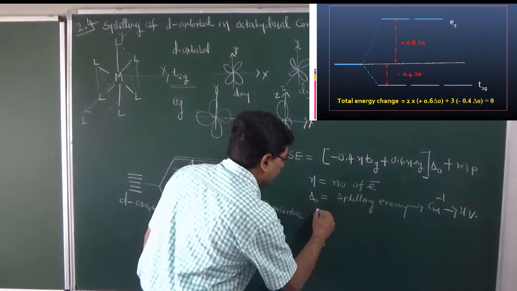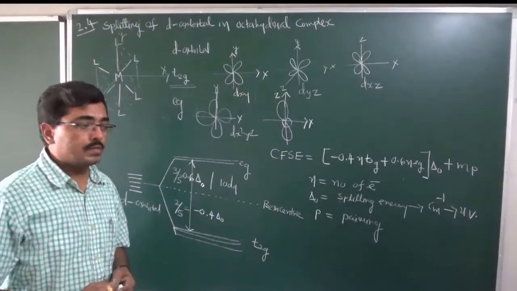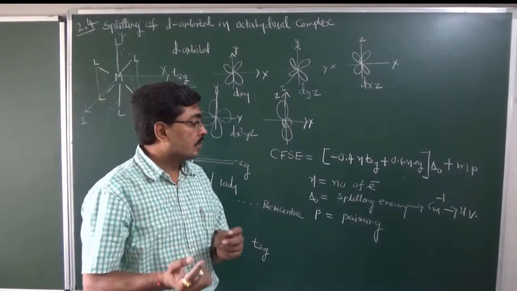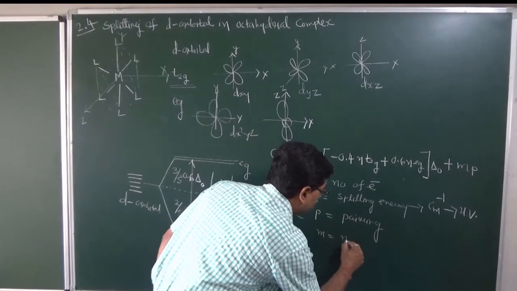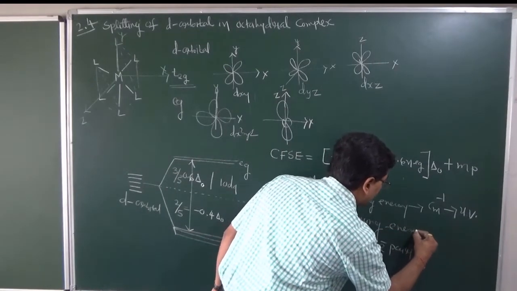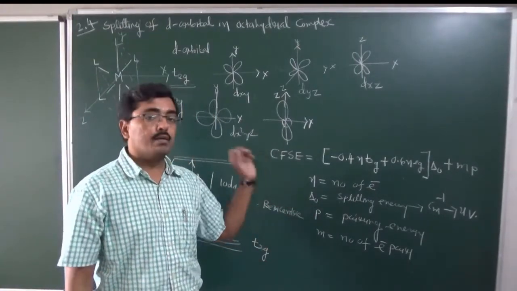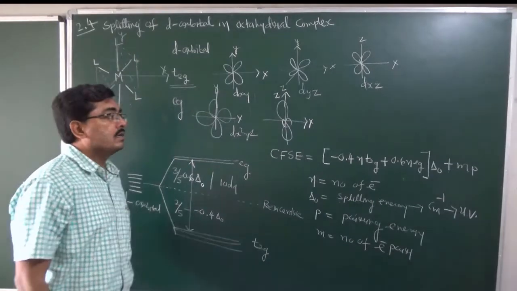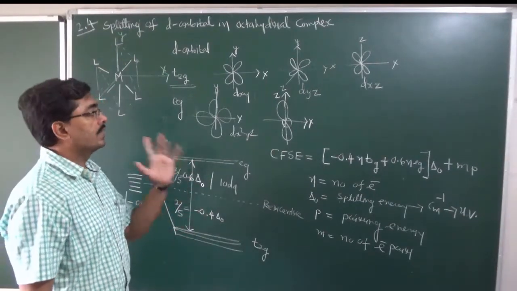Now m and P. P is nothing but the pairing energy. The electron arrangement will be according to the above principles. In this arrangement, we see how many electrons are paired, one clockwise and the second anticlockwise. The number of such electron pairs we call m. So m is nothing but the number of electron pairs, and P is the pairing energy. Now if we know the crystal field splitting energy, the number of electrons and the pairing energy, and we know the number of pairs, then we can calculate the CFSE of the complex compound.